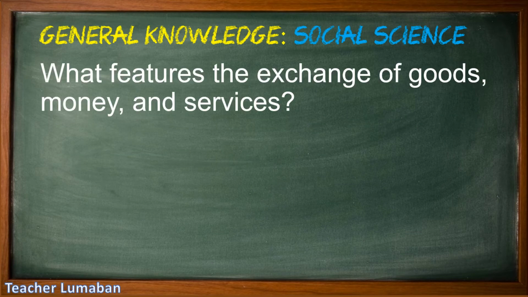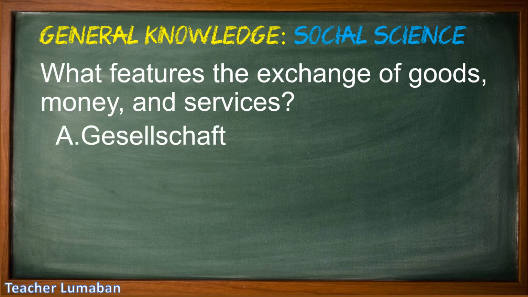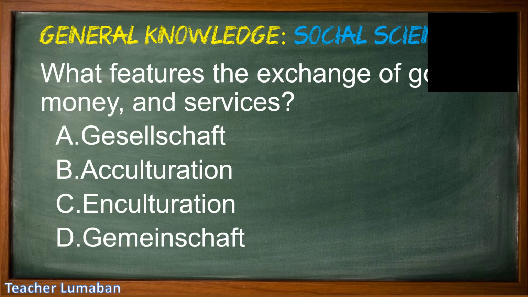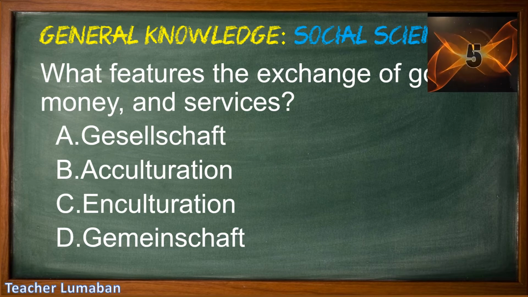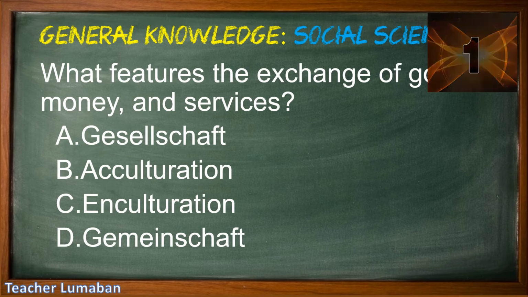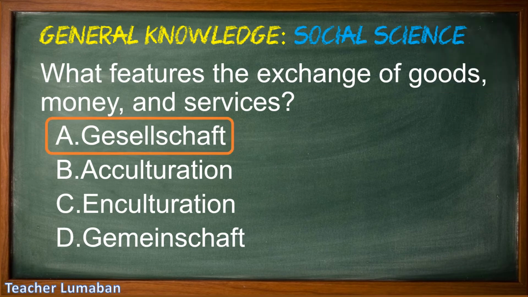What features the exchange of goods, money, and services? Letter A, Gesellschaft. Letter B, acculturation. Letter C, enculturation. Letter D, Gemeinschaft. Please choose the suitable answer to the following choices in 5 seconds. 5, 4, 3, 2, 1. The correct answer is letter A.